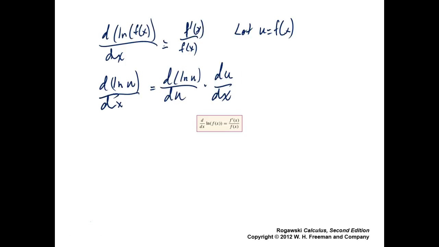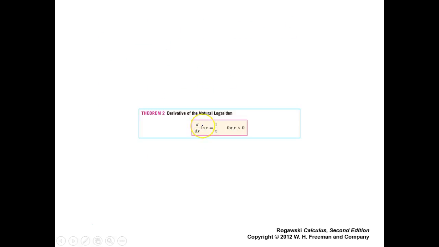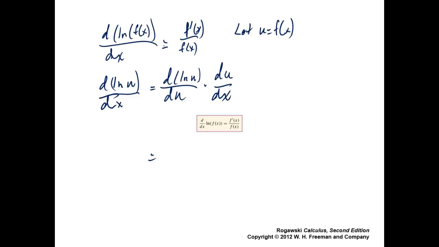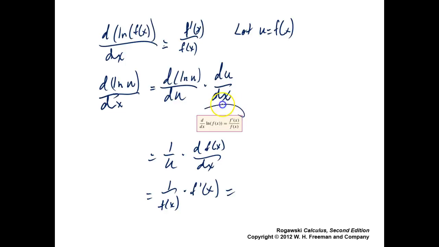Okay. Well, what's du dx? Oh, wait, let's start here. What's the derivative of log u? Derivative of log x is 1 over x. So the derivative of log u would be 1 over u. And then du dx, that would be d, u is f of x, dx. Okay? Well, this is 1 over u, but u is f of x, so it's 1 over f of x times, and what's the derivative of f with respect to x? F prime of x. So that's where you get f prime of x over f of x.